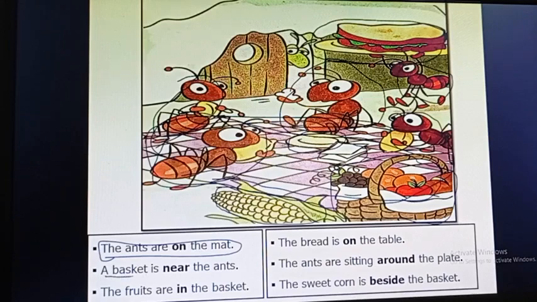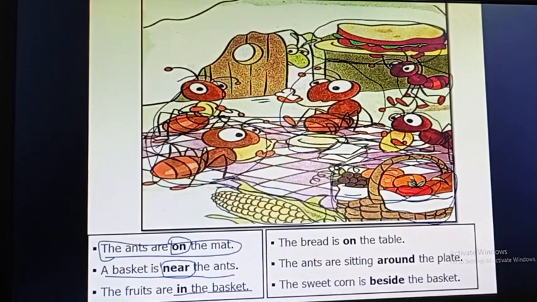Next sentence. A basket is near the ants. Near. You can see the words in bold letters. This is the fruit basket. You can see this basket is near the ants. Next, the fruits are in the basket. You can see the fruits in the basket. These are the fruits, apple, orange, so like that. The fruits are in the basket.